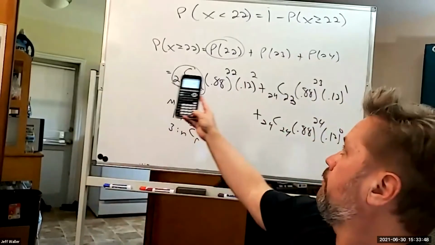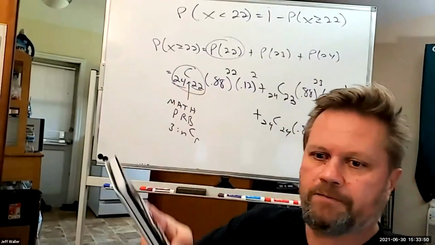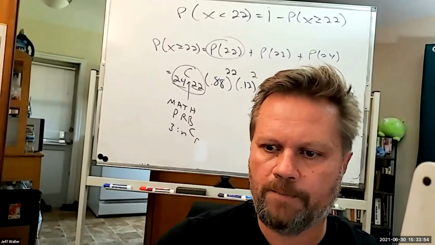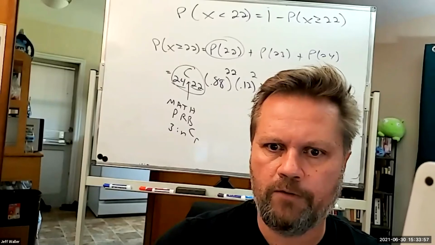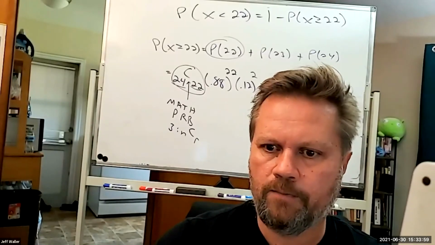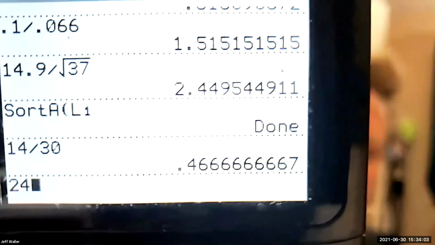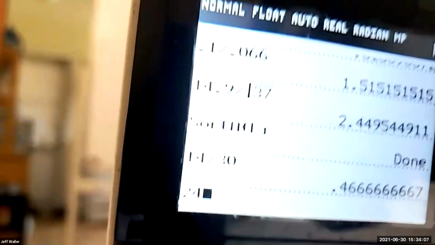So I'm going to do this first one here. 24. All right, let me get all blurry. Okay, and now I'm blurry. So I got 24 in there.